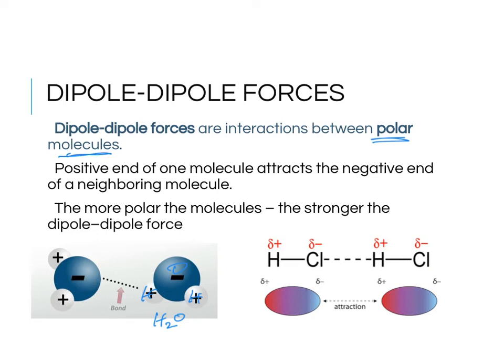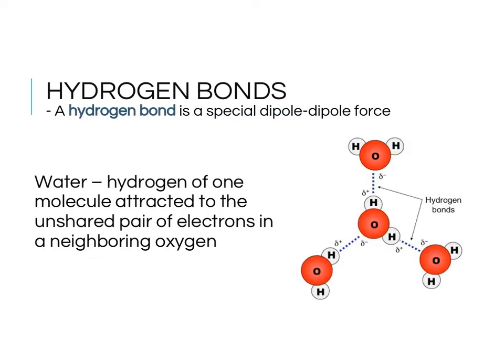And this is kind of like our, I don't know if you will say, medium force. It's kind of in between ionic and the next one we're going to talk about, dispersion. But again, this should be review from what we talked about earlier. A special type of dipole force or polar force is something that we like to point out, a hydrogen bond, because these occur all the time.